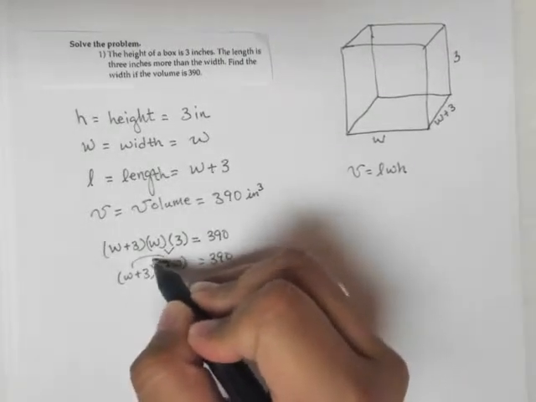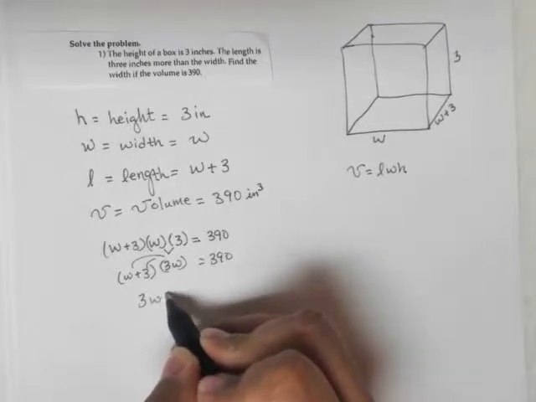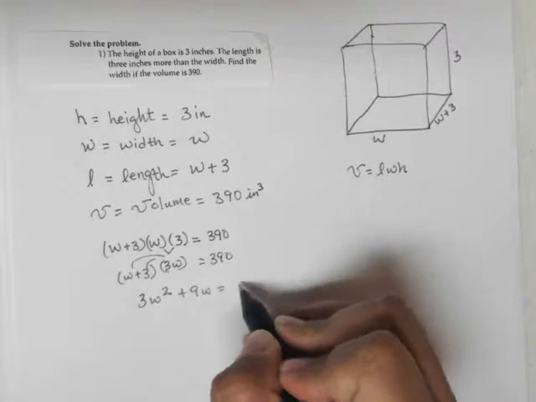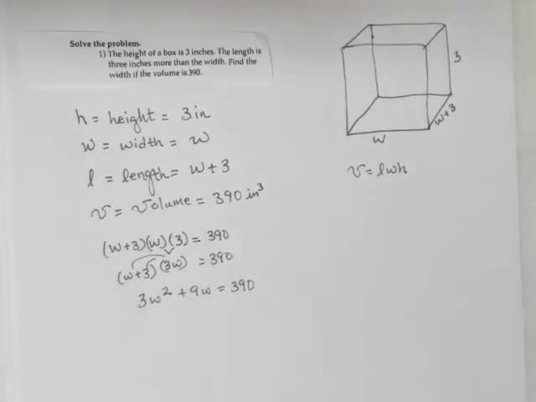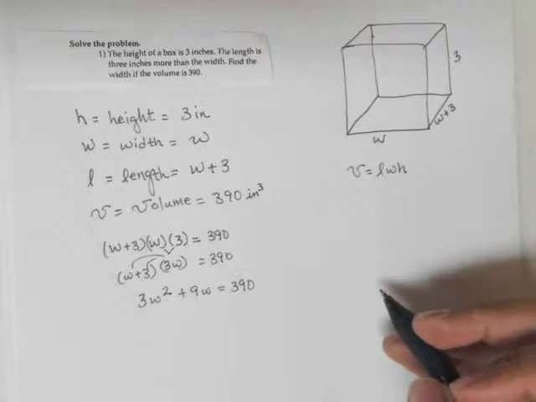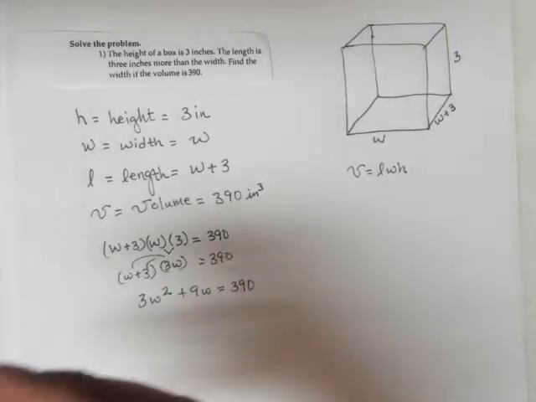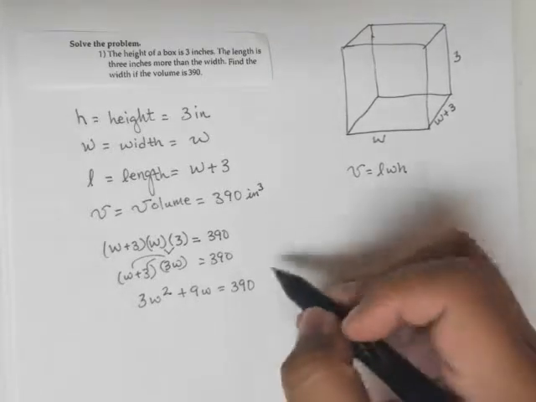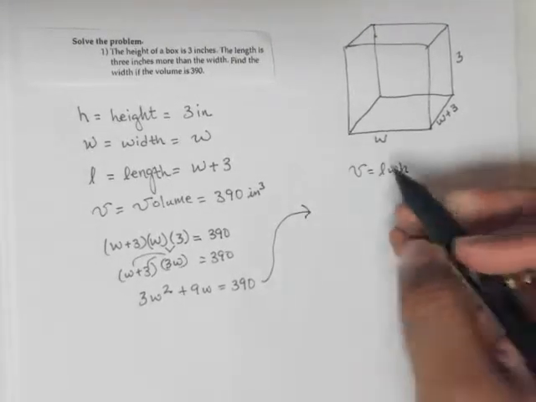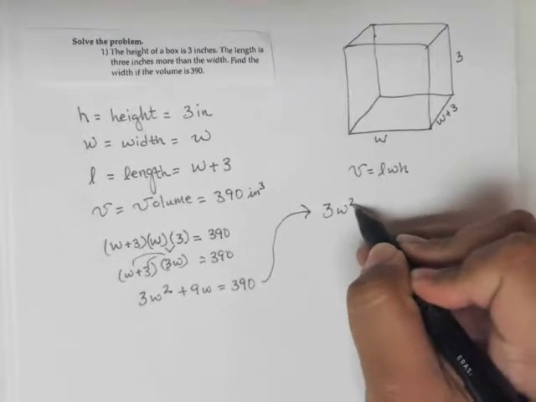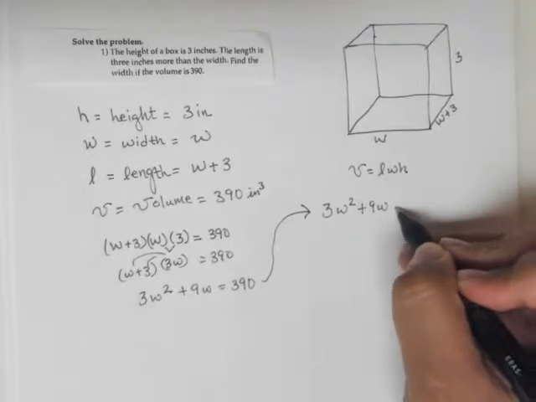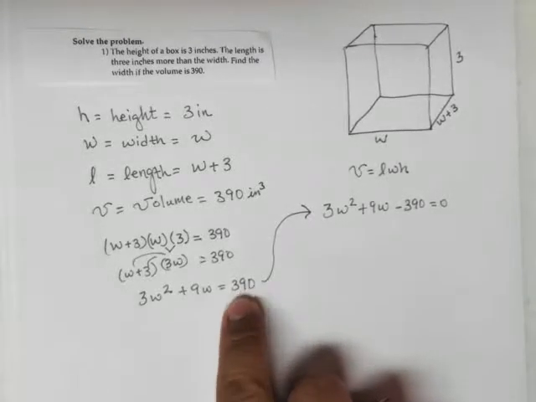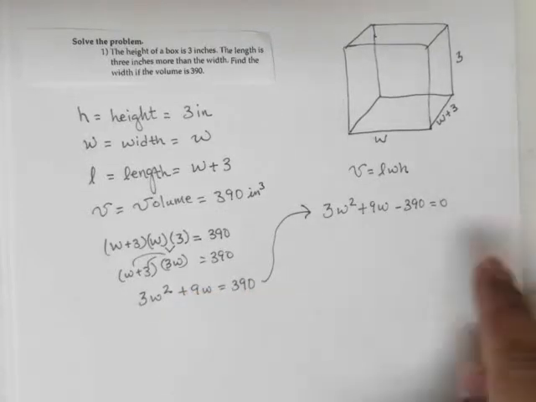Now we're going to do some simple distribution. 3w squared plus 9w equals 390. Now we've got a quadratic equation. With quadratics, we're really obsessed with getting them equal to 0, so that's exactly what I'm going to do. I'm going to say 3w squared plus 9w minus 390 equals 0. So what did I do? I moved the 390 to the other side. Okay, so now we've got it.